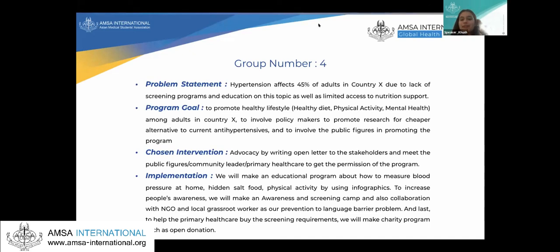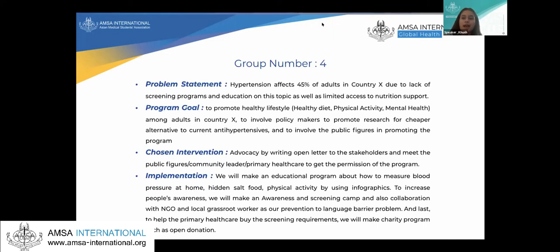As I was also a part of Group 4's progression today, unfortunately, one of our facilitators, Shah, got sick, so I was covering in for her. So I experienced Group 4's progression from where they were confused about the problem statement to them doing a great job working on the program goal, intervention, as well as defining their implementation plan. So great job, Group 4.